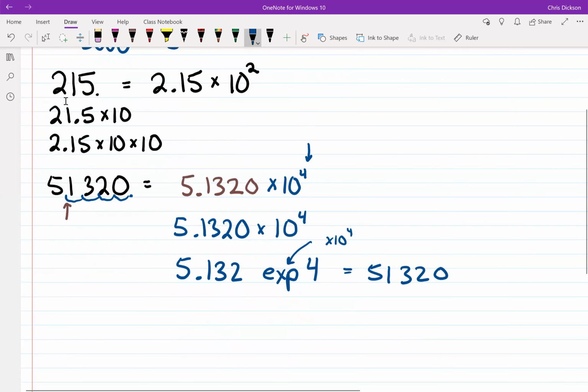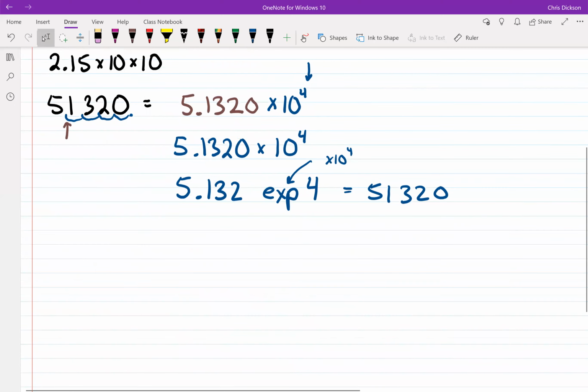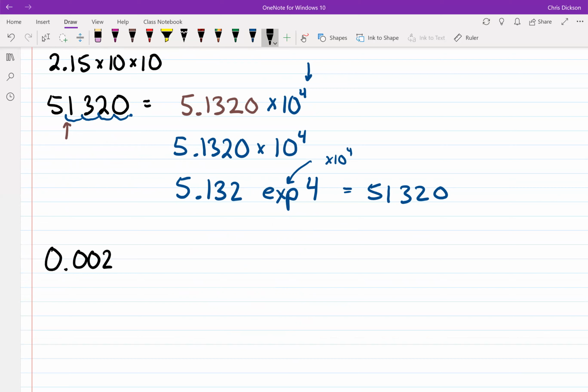But what about a small number? What if you had a number like 0.00237 or something like that? Well, now what I need to do is move the decimal in the other direction. And I still want to have only one number to the left of the decimal point. So I need to really have 2 and then a decimal, because this has one number to the left, and then a 3 and a 7.